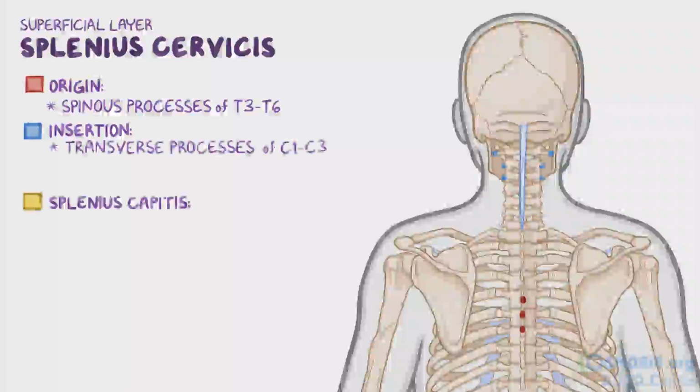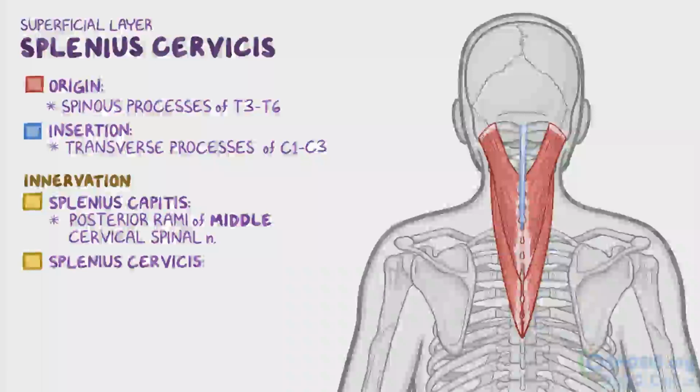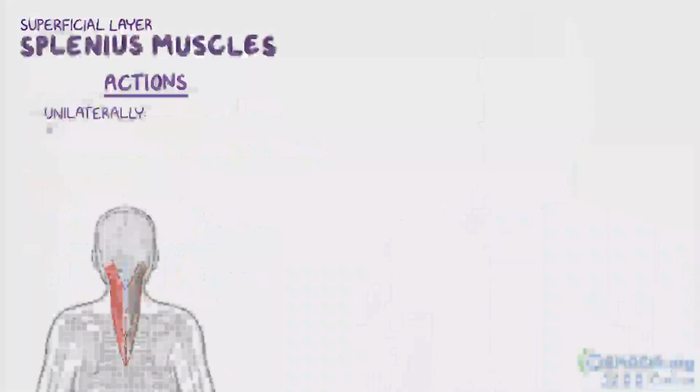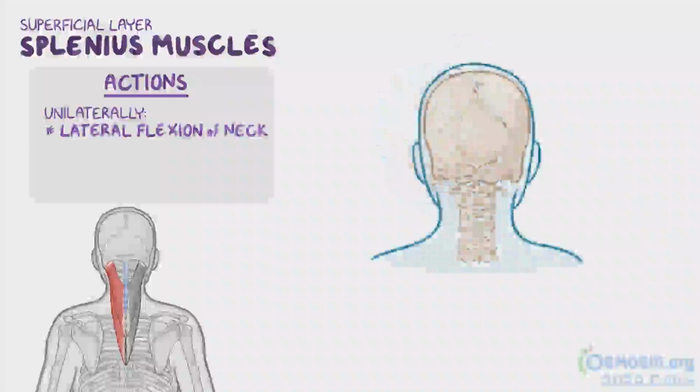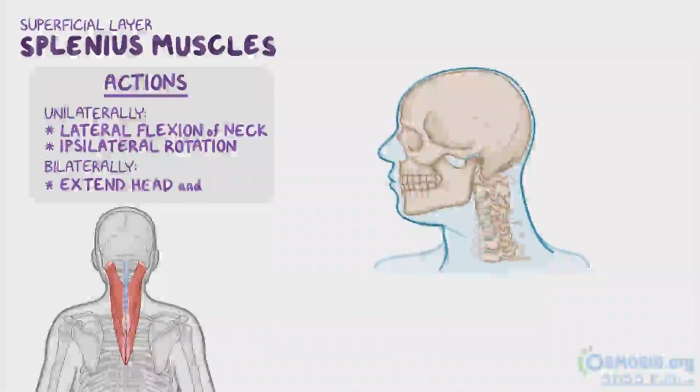The splenius capitis is innervated by the posterior rami of the middle cervical spinal nerves, whereas the splenius cervicis is innervated by the posterior rami of the lower cervical spinal nerves. When the splenius muscles act unilaterally, they produce lateral flexion of the neck and ipsilateral rotation, or rotation of the head to the side of the contracting muscles. When contracting bilaterally, they extend the head and neck.